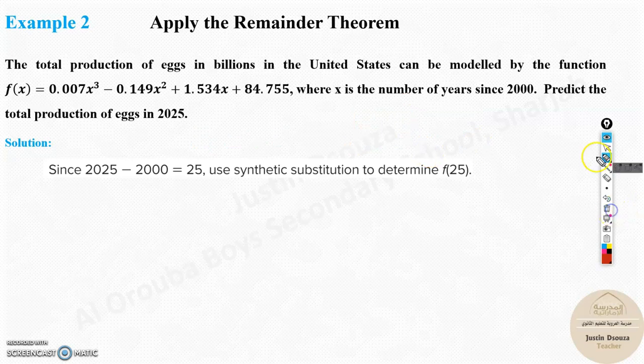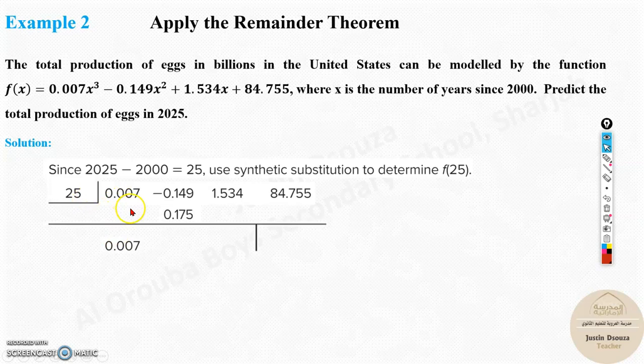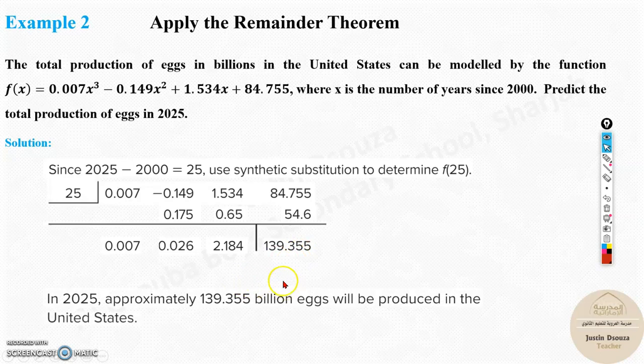So you can do it in synthetic division or you can do it in a calculator. Remember, for synthetic division, the sign over here remains as it is, it'll be 25 itself. Now write all the coefficients over here and you can do the synthetic division. Now over here, these numbers are difficult. You need a calculator. You need to multiply this with this, you'll get this, add them up. So this is the answer, 139.355.